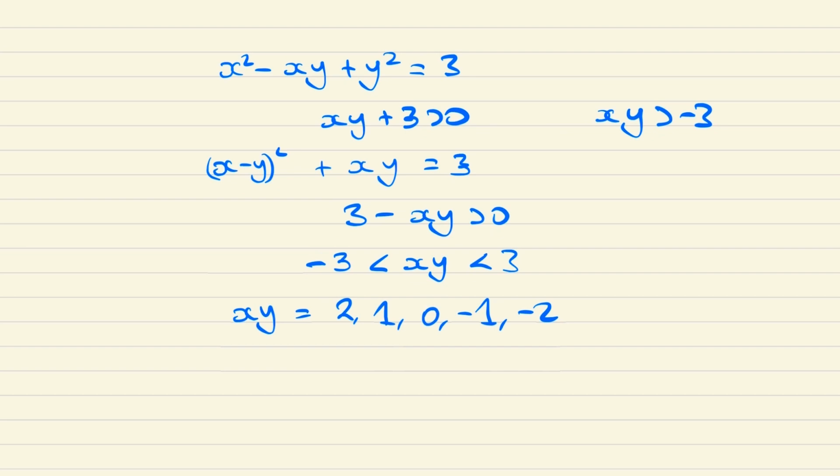It's not too difficult to check that 0 is impossible, as are 1, minus 1, and minus 2, and when xy equals 2, we have two possibilities here. Either x is 1 and y is 2, or x is 2 and y is 1. And so we're done.